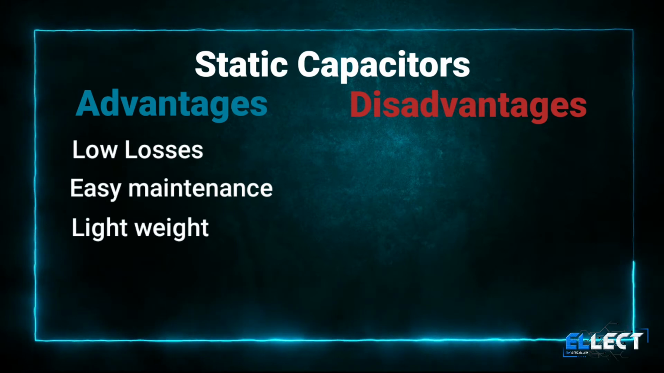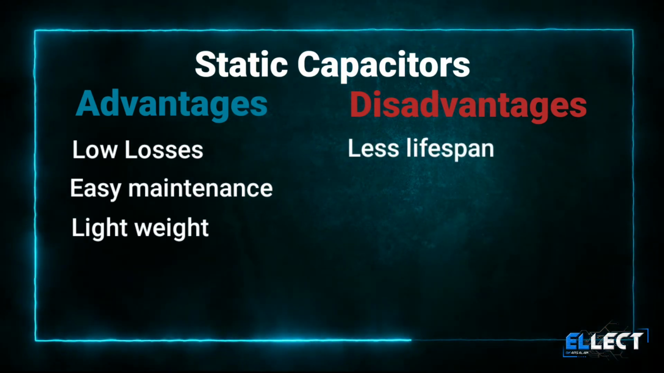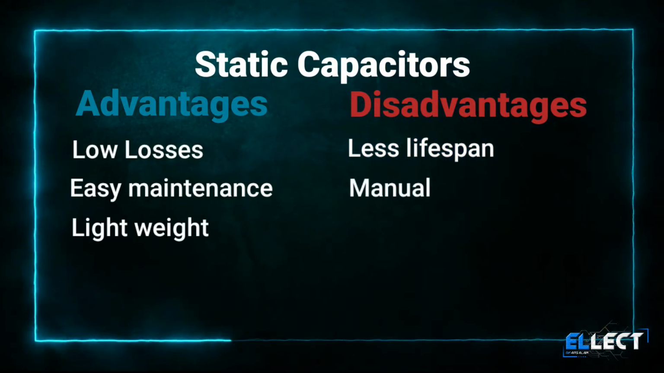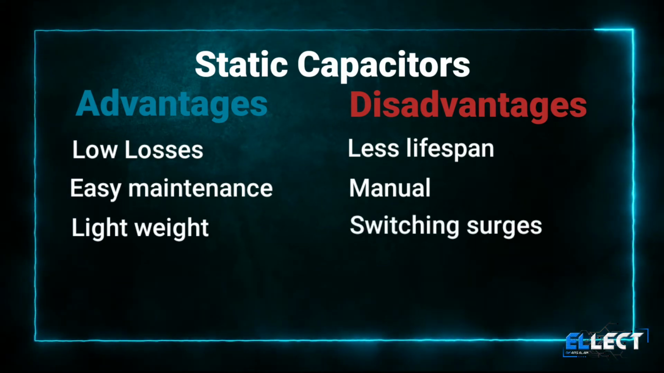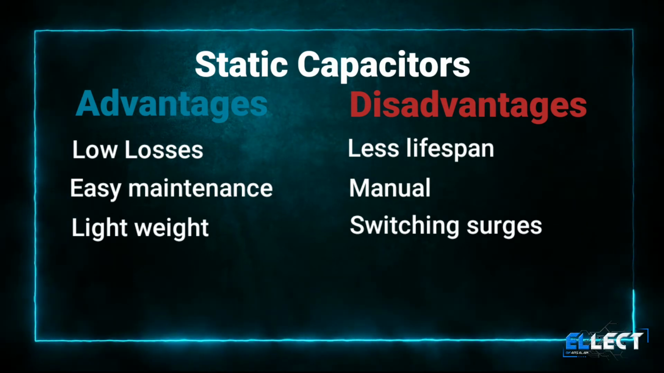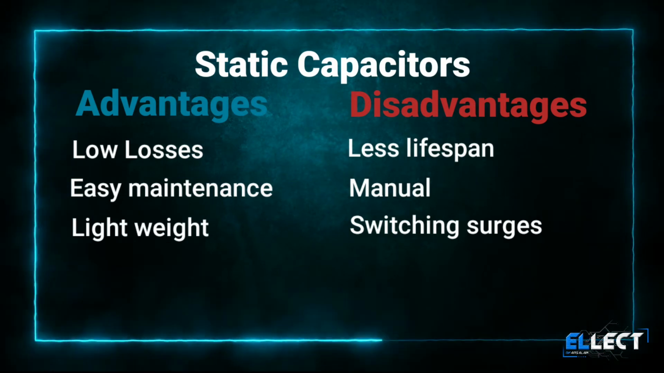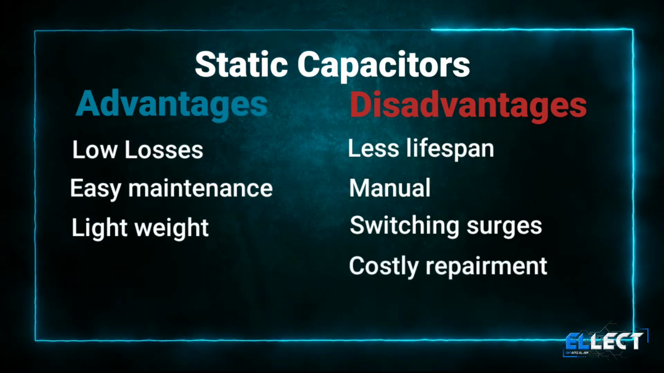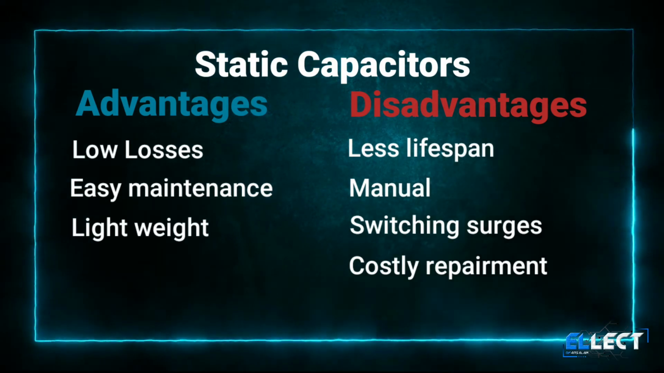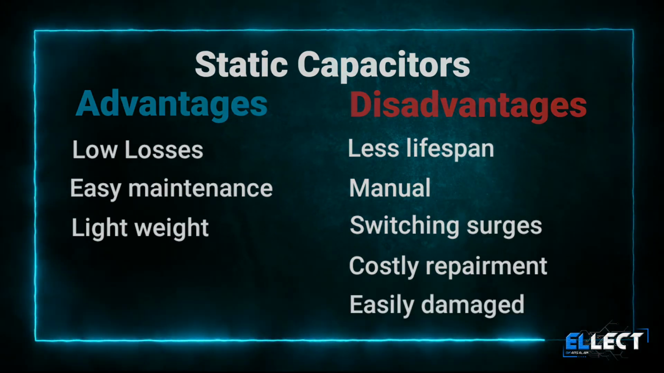Disadvantages of the static capacitor. Its life is short, that is 8 to 10 years. Whenever the load is changing, we have to switch the static capacitor on and off, which causes switching surges on the system. If the rated voltage is exceeded, it can be damaged. And once the static capacitor is damaged or spoiled, its repair is very costly. It means that changing the static capacitor is not as costly as repairing it. It is also used on very high load, so it can be damaged.